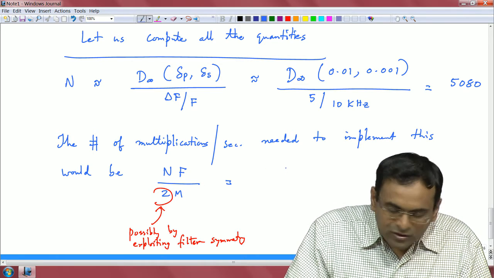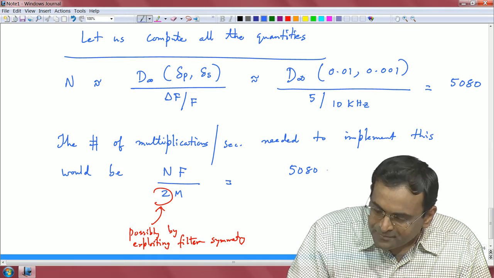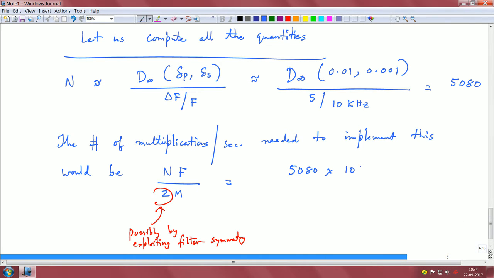So, if you just plug in these values, the filter order we computed to be 5080 times sampling rate 10 kilohertz divided by downsampling rate is 100, just this factor 2 that would appear. And if you did this, it roughly comes to about 2.54 mega multiplications per second. This is quite a lot.